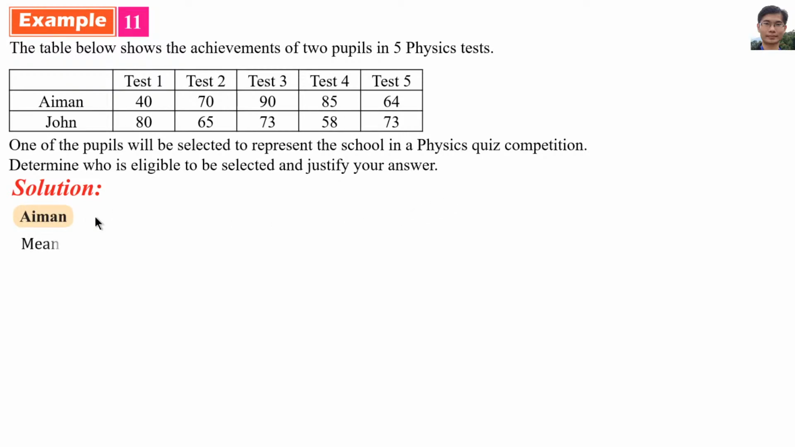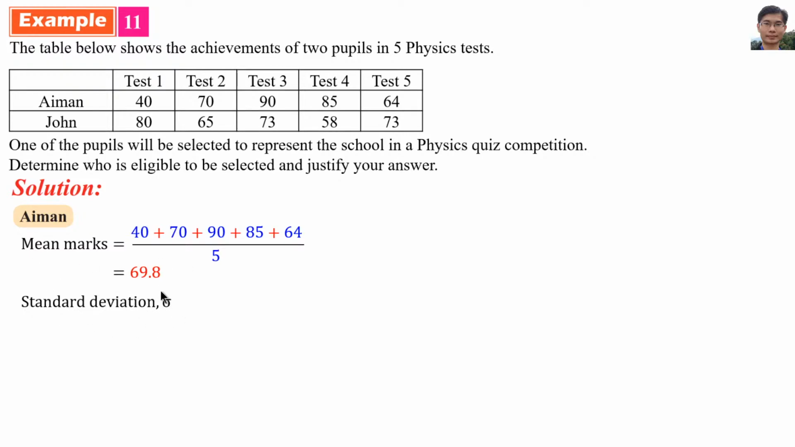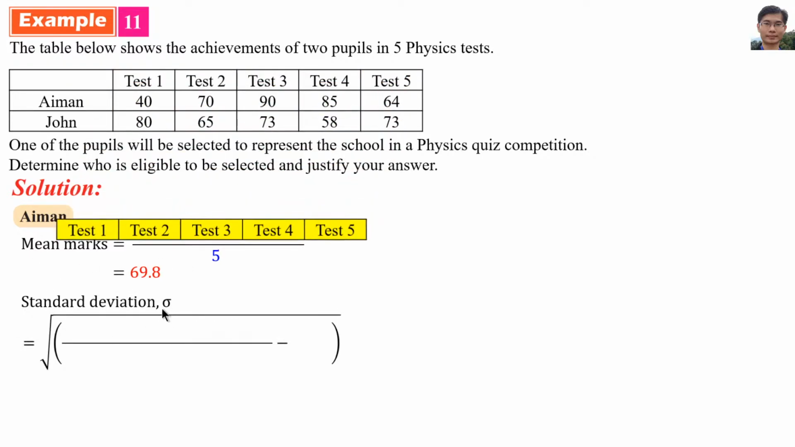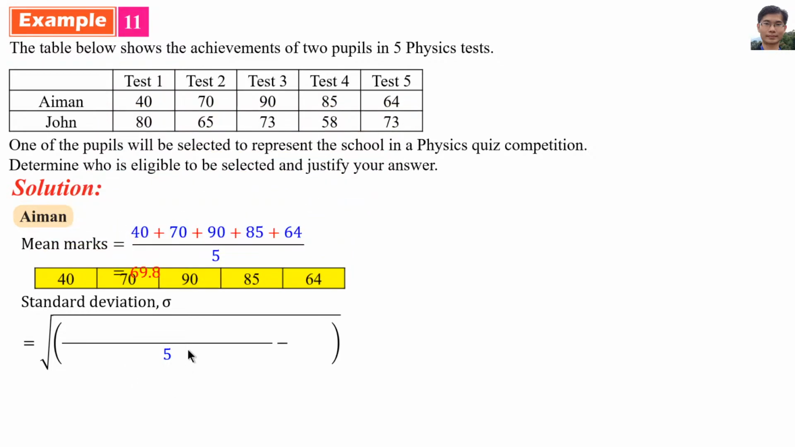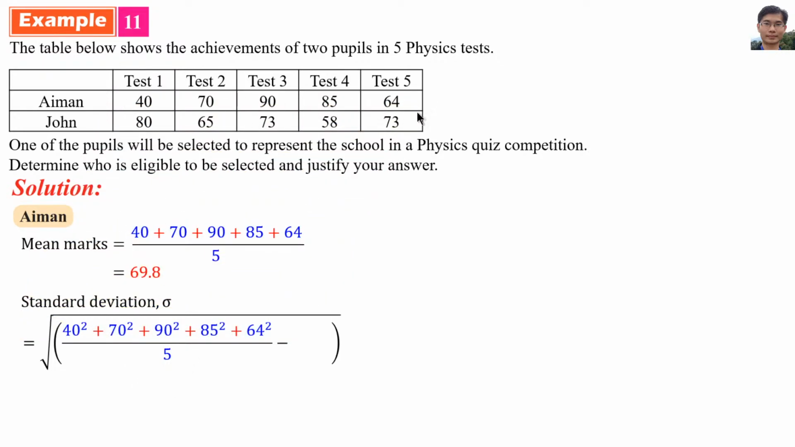And so for Iman, we find the mean and we get 69.8. Okay, we find the average of the marks for Iman. And then we find the standard deviation. Okay, you have to do the exercise. We just square all the numbers and add all of them, and then we subtract the square of the mean, and we get 17.67. So that is what we do for Iman.